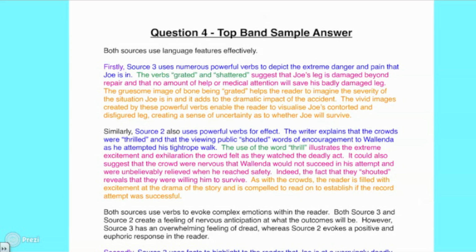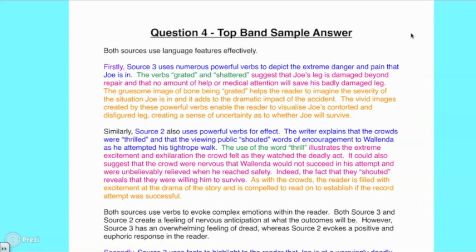So we know that verbs and adjectives are used to create vivid images, so I've used that within the effect. And I've thought about how does that make me feel knowing that his leg is being grated and shattered, which is a very unpleasant image. And I've thought, well, it makes me feel uncertain as to whether he will survive. So that's my effect on the reader.